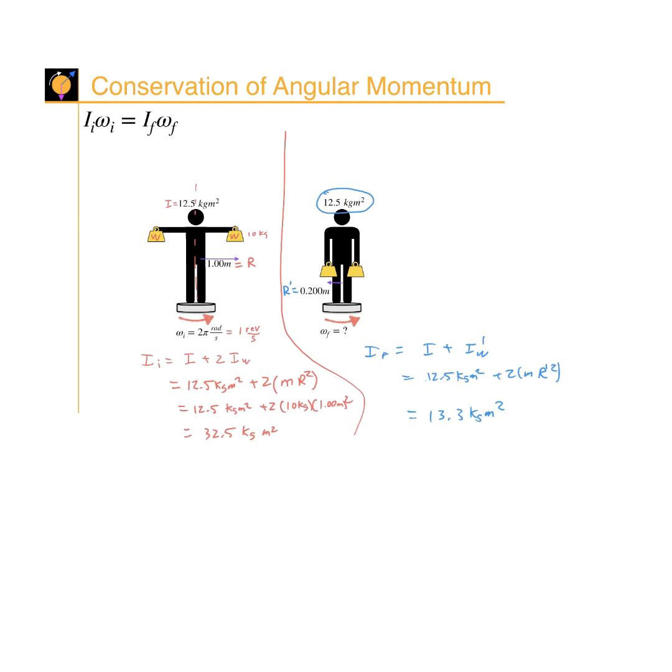So let's do conservation of angular momentum. The initial angular momentum is equal to the final angular momentum. So it's going to be I initial omega initial equals I final omega final. And this is what we're trying to find. How fast is it going after he brings in his hands? So omega final is going to be equal to I initial over I final, the ratio of their moments of inertia, times the initial omega.